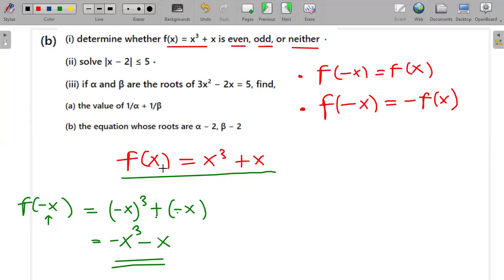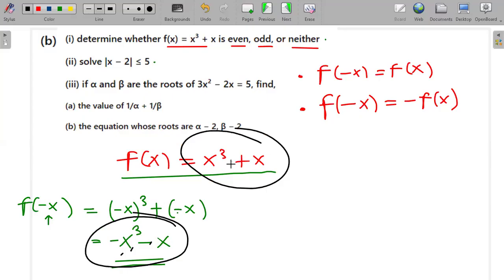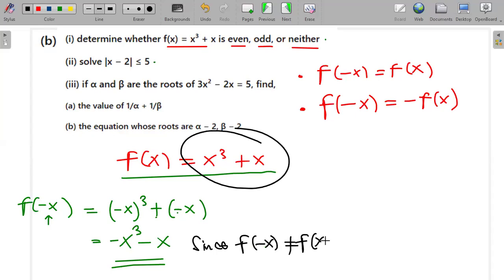So we compare it. Is it equal to this guy here? If we compare these two, are these two equal? We see that they are not. The other one has positives, the other one has negatives. So they are not equal. So we are going to say since f of minus x is not equal to f of x, then f is not even. But you don't end there.